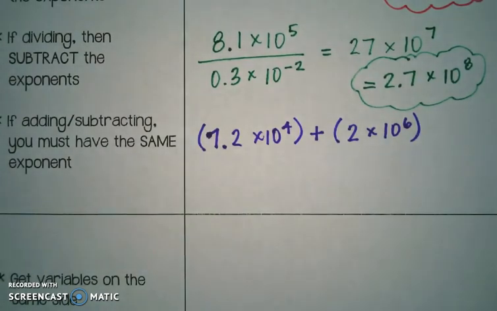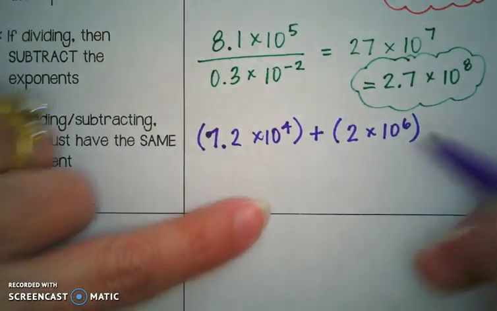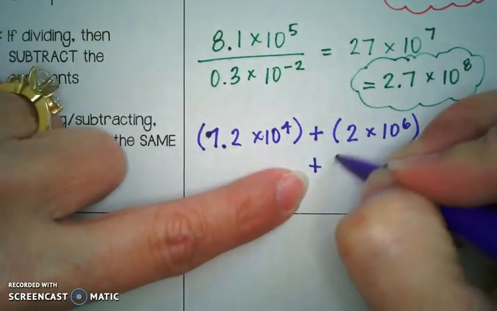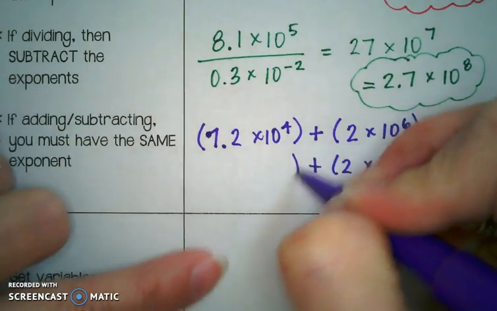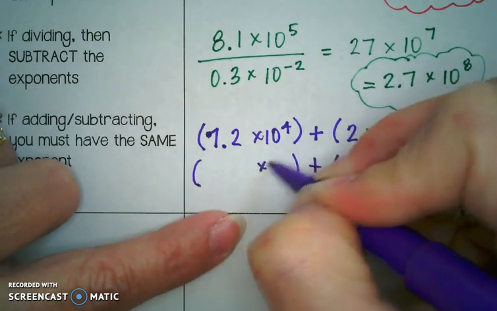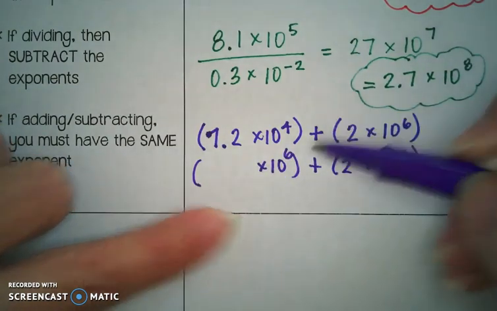I always go to the larger exponent. So most of the time, that will prevent you from having to change your answer like we had to do up here. Maybe not always, but I'm going to go ahead and change this one. So what's happening here is I'm going to keep this as 2 times 10 to the 6th. But what I need to do down here is I need to change this to be 10 to the 6th.